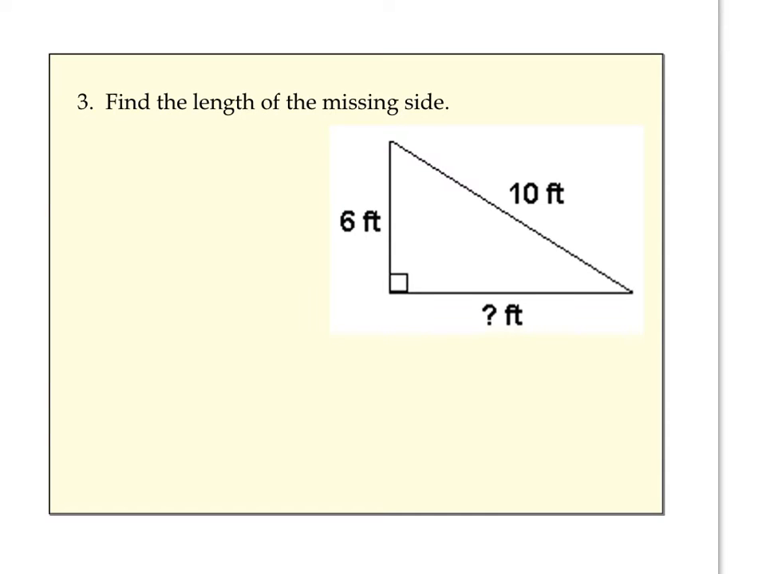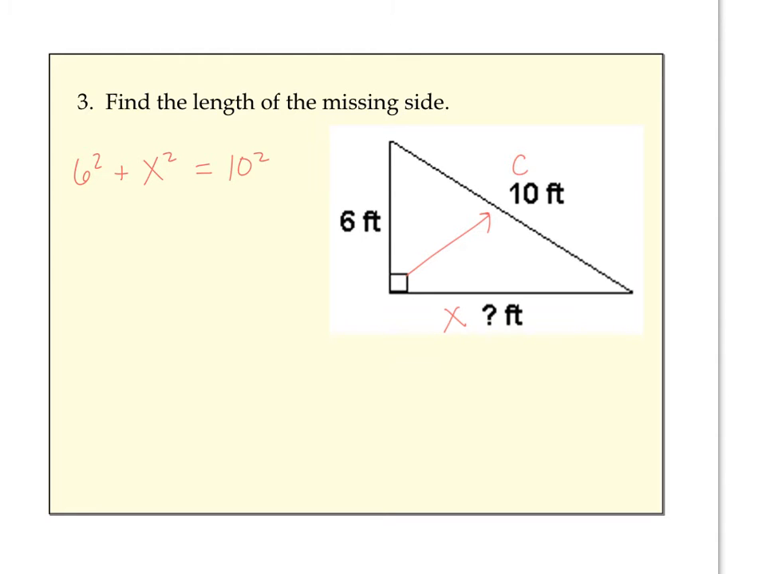This one is slightly different. Notice this time we're given the hypotenuse. The hypotenuse is your 10. That has to be your c. So maybe what we should do is call this missing side x. Then we can do 6 squared plus x squared equals 10 squared. Notice the 10 is in the c spot. The hypotenuse always has to go in the c spot.